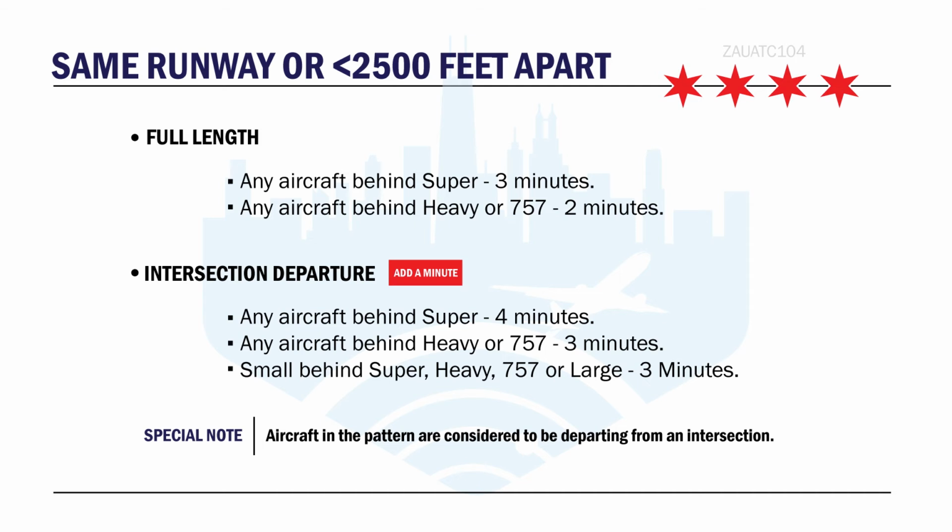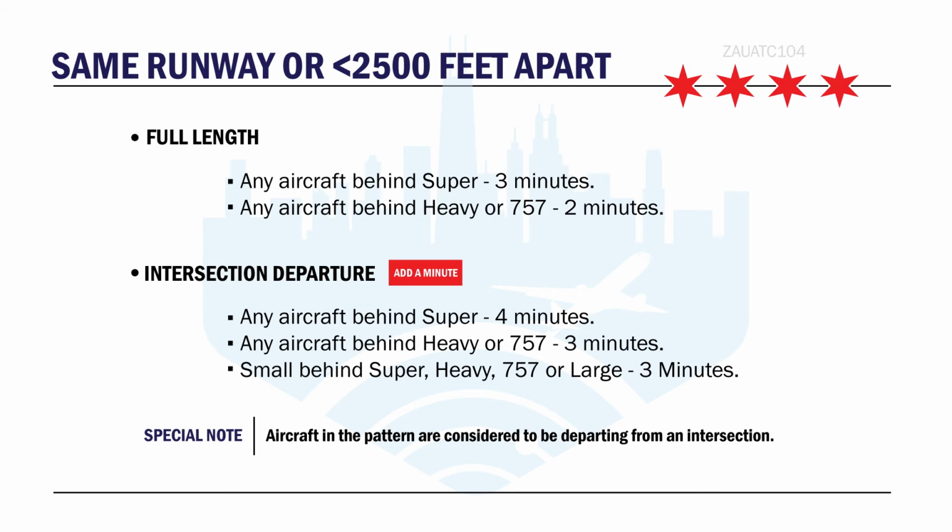A special note to add: any aircraft in the pattern doing touch and goes or stop and goes are considered to be departing from an intersection. So if you have a Cessna on 4 left doing touch and goes, when you're trying to figure out your wake turbulence times, they would fall into the intersection departure category.